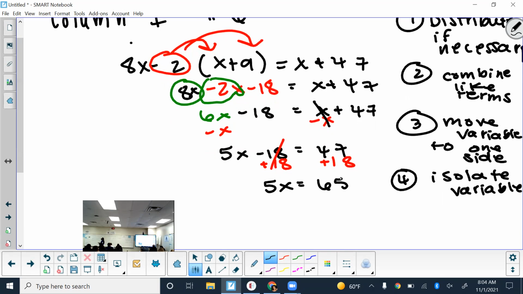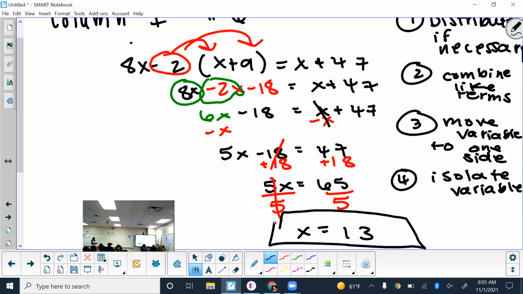And then what's being done to the x right now? Multiply by 5. So opposite of multiplying by 5 is dividing by 5. Do that on each side. They cancel over here. I just have 1x, which is really just x. And then what's 65 divided by 5? 13. 13. That is correct. And it's positive.